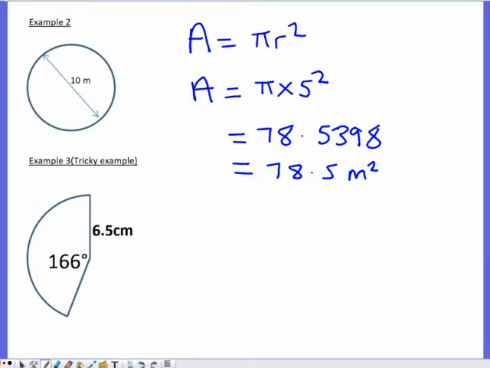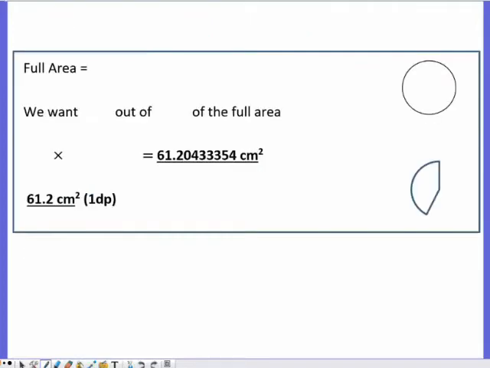Example 3 is one of those tricky examples. We need to think about what part of the shape we want. If I just draw out the question again, we have this.